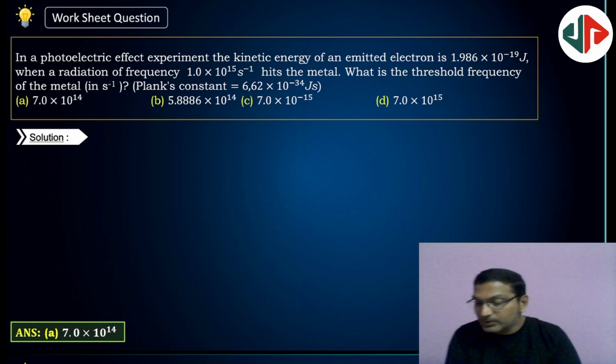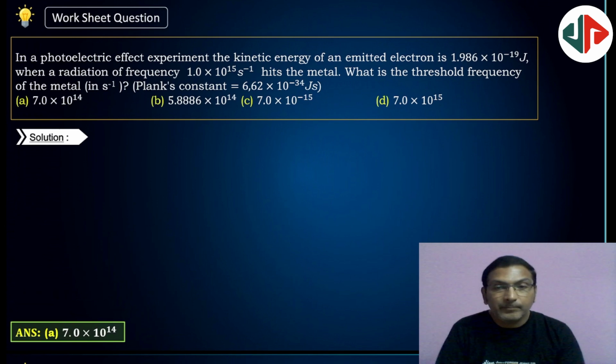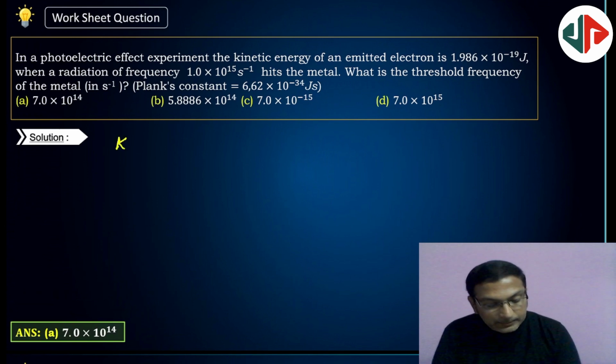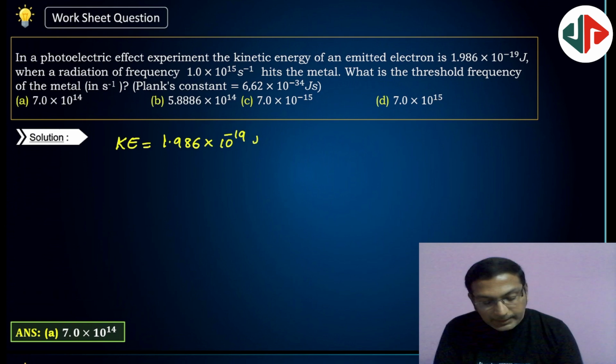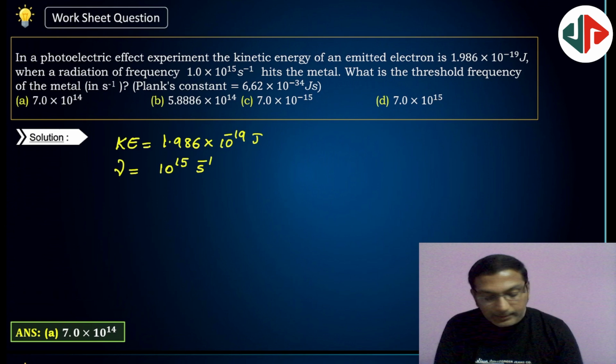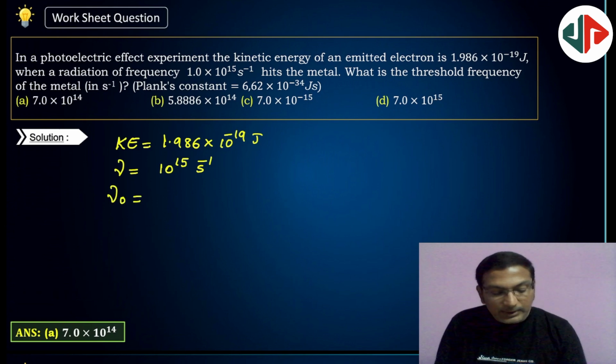So this is one simple question only. Here what is given? Given kinetic energy 1.986 into 10 power minus 19 joules. Next, frequency of incident light is given. So 1 into 10 power 15, I am writing 10 power 15 second inverse. We must calculate threshold frequency.